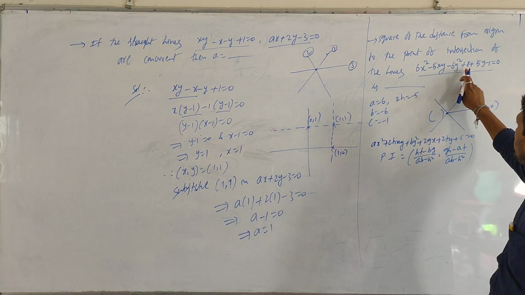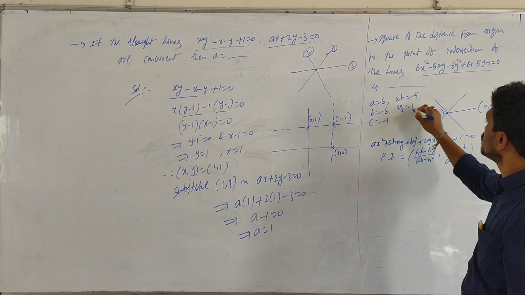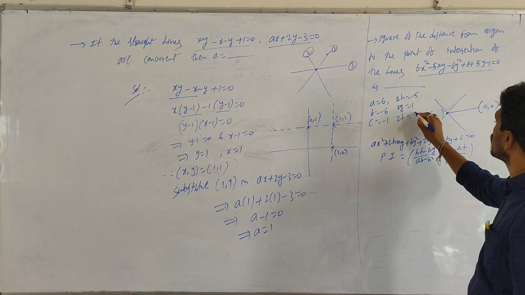This is for 2gx, so 2g is equal to 1. This is 2f, 2f is equal to 5.